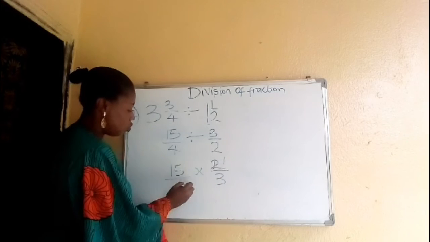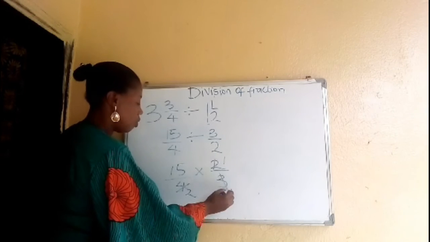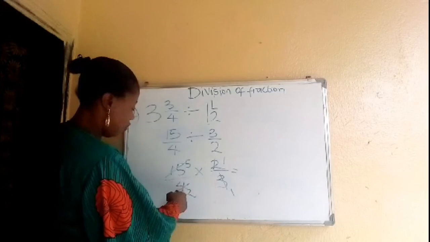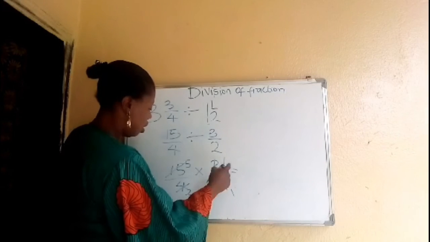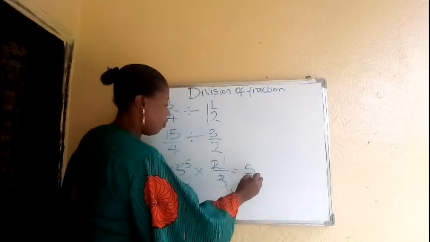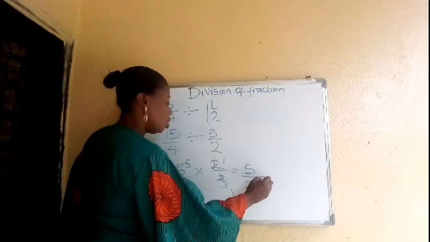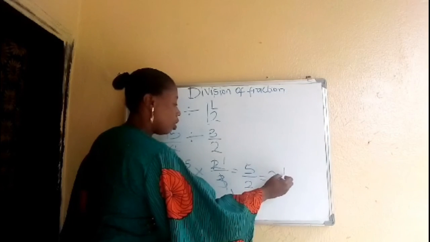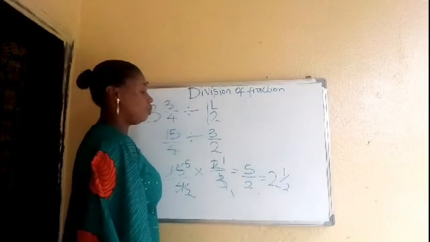2 here is 1, 4 here is 2. 3 here is 1, 3 in 15 is 5. So we have 5 over 2. We have 1 here, 1 here, so we have 5 over 2. Change it to a mixed fraction. We have 2 whole number 1 over 2.